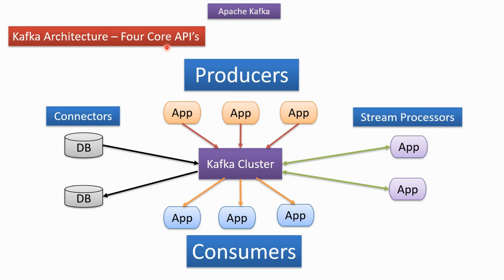In Kafka architecture, there are 4 core APIs. Here you can see the Kafka cluster. And here you can see the producers which connect to the Kafka cluster. Here you can see the consumers which connect to the Kafka cluster. Here you can see the connectors which connect to the Kafka cluster. And here you can see the stream processors which connect to the Kafka cluster for processing the data.